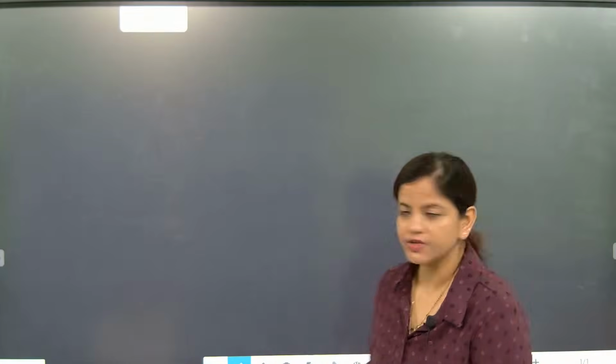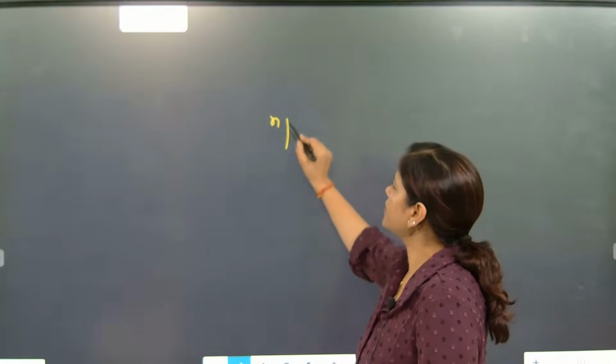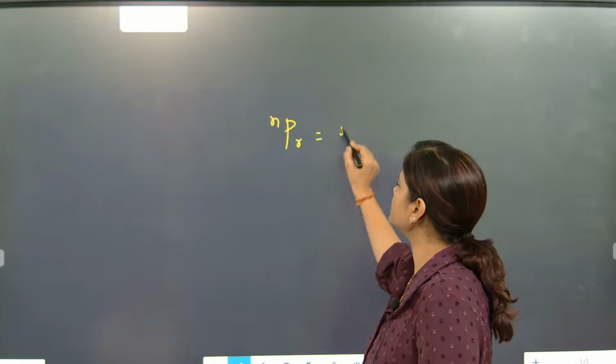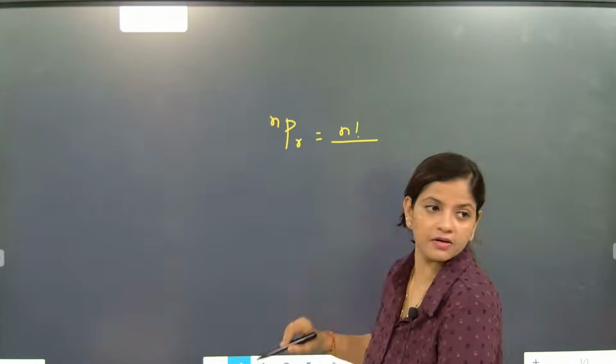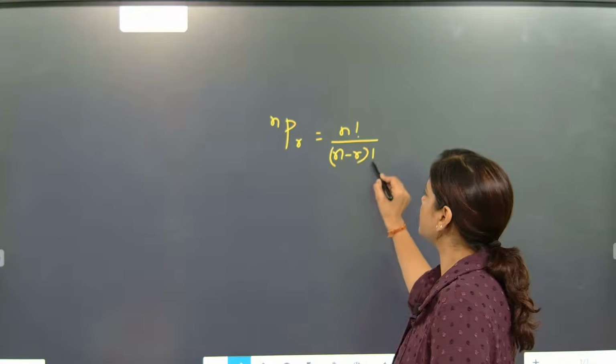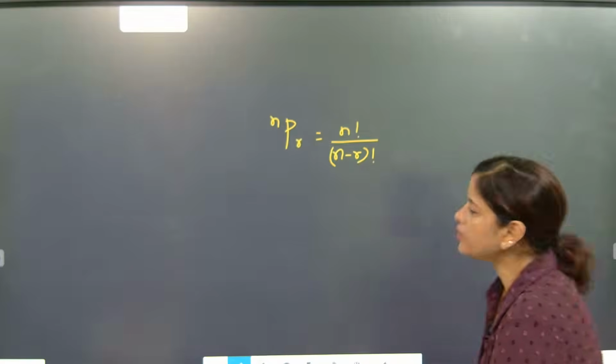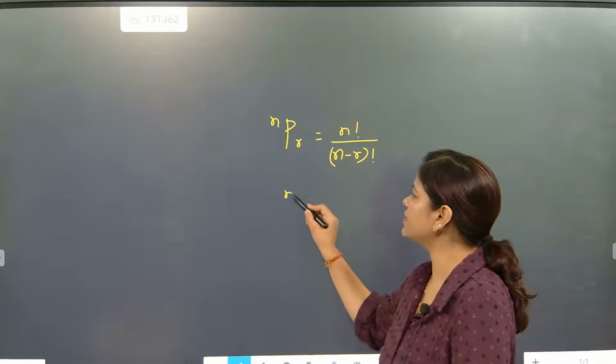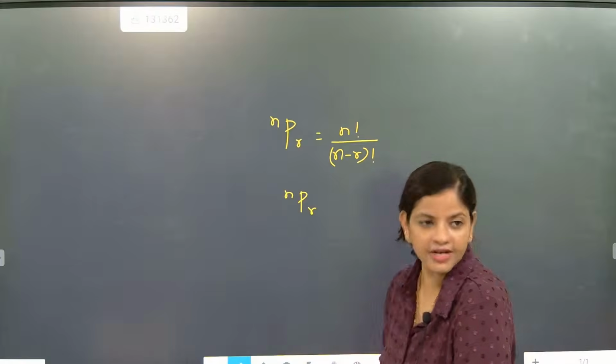So what is the permutation formula? The permutation formula is nPr, that is n factorial by (n minus r) factorial. Understood? So what we can do here is generate a relation between nPr and nCr.